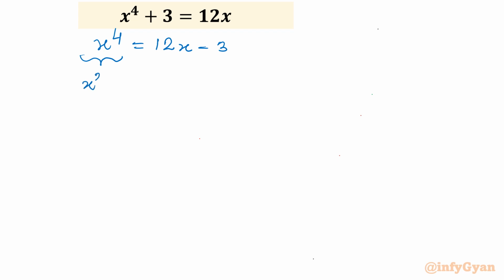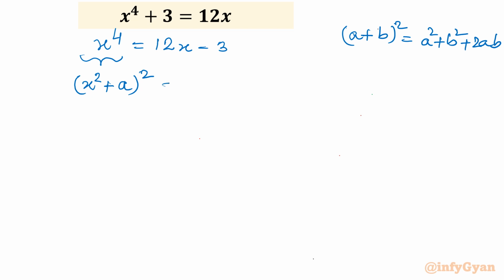I will write this in the general form (x square plus a) whole square. Let me write here the identity (a plus b) whole square equal to a square plus b square plus twice ab. So once I take (x square) whole square, x power 4 is there. What is extra, I have to add to the other side also: a square and twice ab, so 2ax square. This needs to be balanced from both sides.